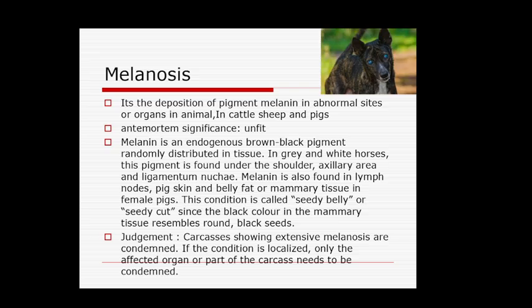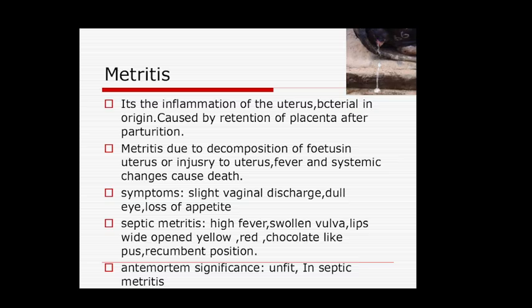Okay, so you have to be aware that it is also found in the pig skin, belly fat, and mammary tissues. The melanin is there. So this condition is known as seedy belly or seedy cut, because the black color in the mammary tissue resembles round black seeds. The judgment is that carcasses showing extensive melanosis are condemned, and if the condition is localized, only the affected organ or parts of the carcass need to be condemned.